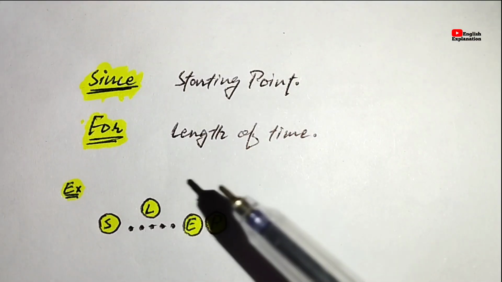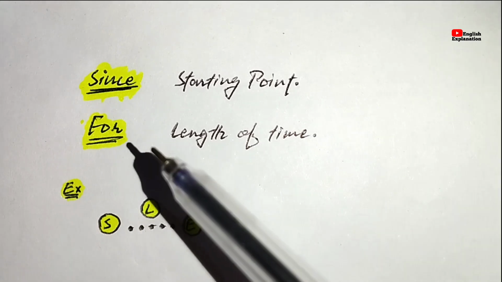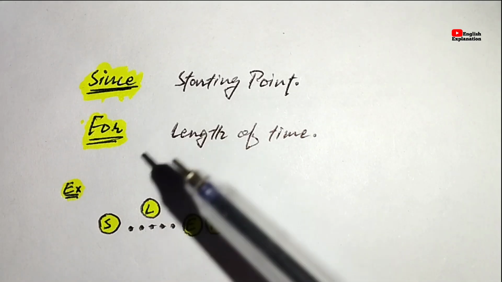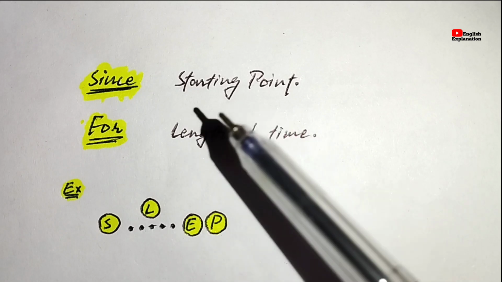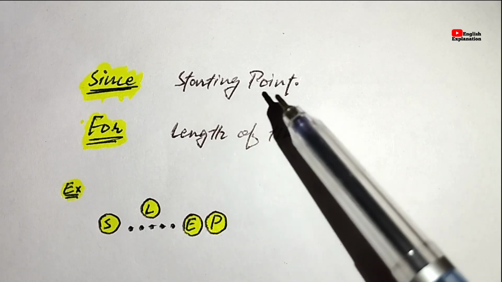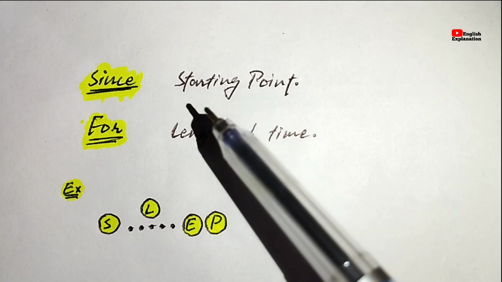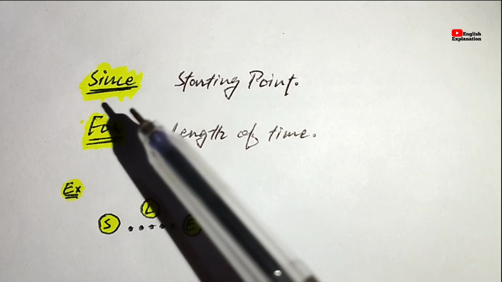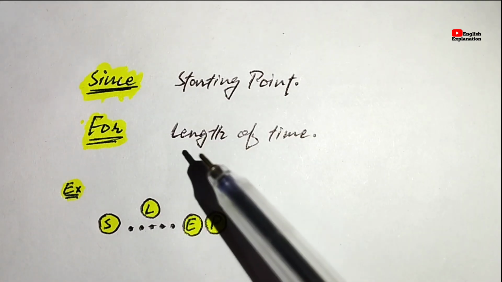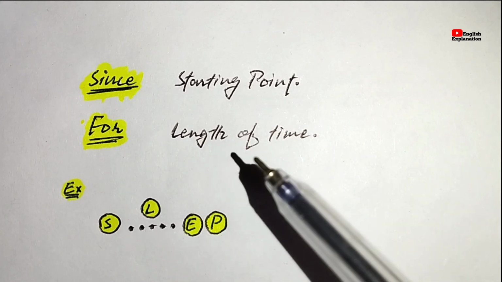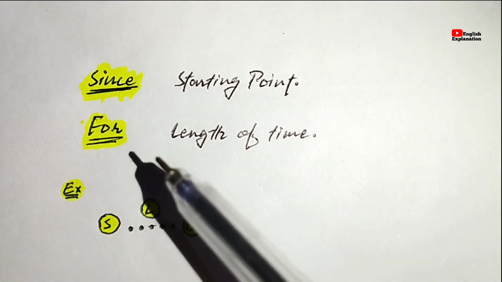Today we will talk about since and for, because we can't differentiate between them. So let's see, I will explain here. For a starting point we use since, and for length of time, or you can say period of time, duration, we use for.